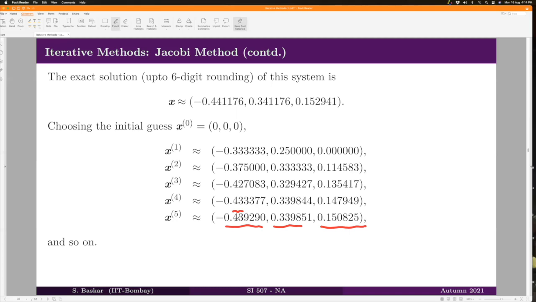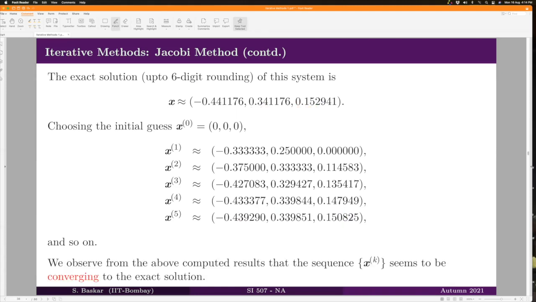Therefore, -0.44 is very close to your solution. Up to 2-digit rounding, you are getting it. And 0.34 again is pretty good, and 0.15 again pretty good. Up to 2-digit rounding, you are getting the solution. So it gives us a feeling that if we go on doing this computation further, we may converge to this exact solution.